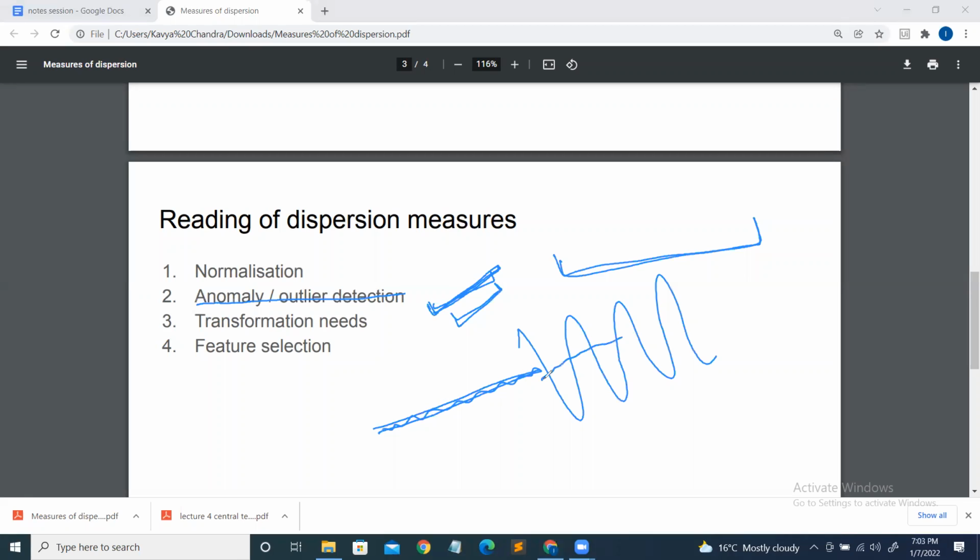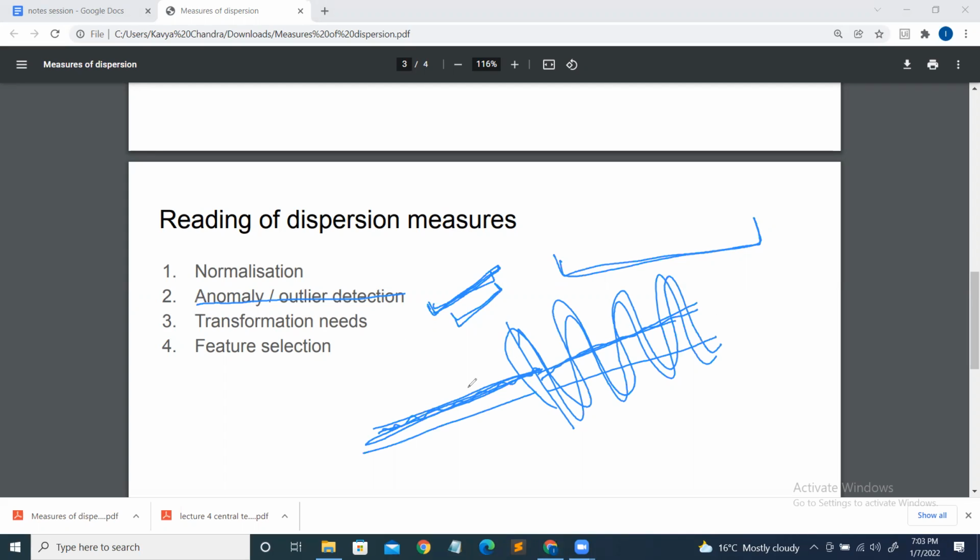If this is the line of mean, from here the variation is very less, here the variation is very high. You can see this is the line of mean, and the data points are here and here. It's too far, it varies a lot. So the mean might be the same, but the variation is changing.